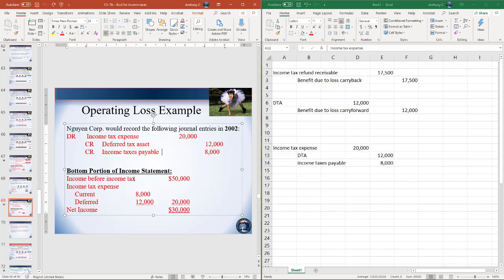Again, for the income statement, this income before income tax of $50,000 is given to you on the previous slide. In the journal entry, we just said we recognize a total of $20,000 in income tax. So that's where this $20,000 comes from. $8,000 of it is currently due to the IRS. So that's our current balance. And then the other $12,000 was from our deferred tax asset. So that's where this $12,000 comes from.